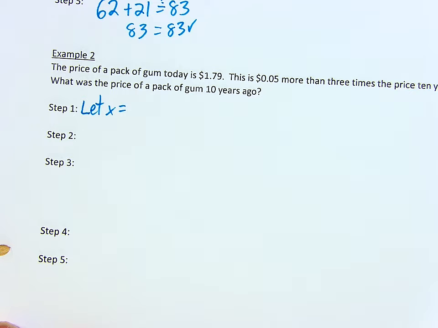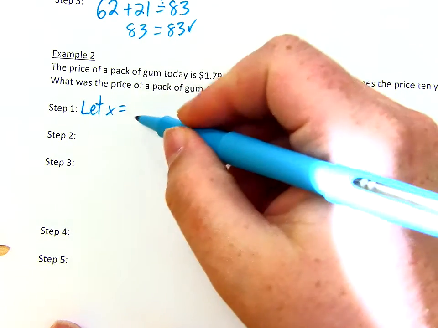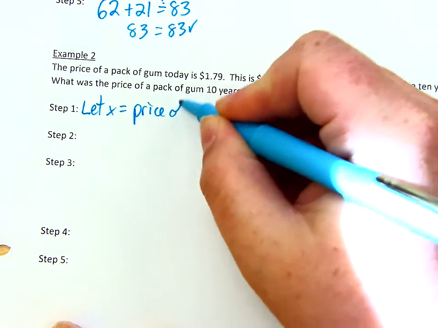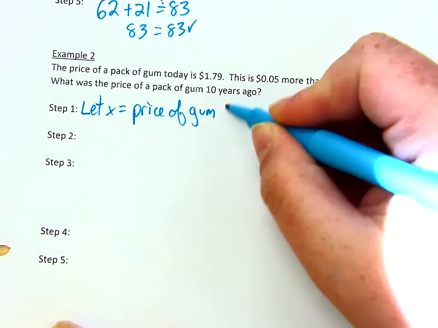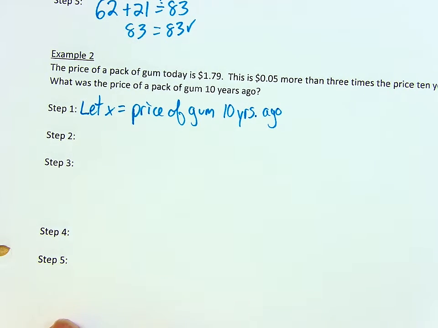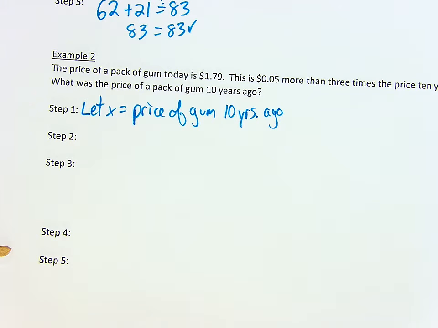So, and I'm going to be very specific. I'm not just going to say let X equal the price of gum, because I have two different prices I'm talking about. Today's price and 10 years ago's price. I already know today's price, so I really want to be this explicit. I want to say let X equal price of gum 10 years ago. That's what I'm trying to find. Whatever I'm trying to find, I set that equal to my variable.